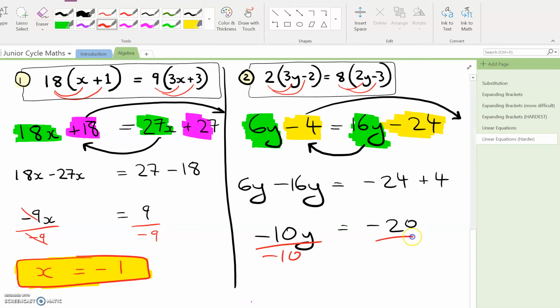Divide both sides by the number in front of the letter, so it's minus 10. That's what's in front of y, so I've got to divide both sides by minus 10. That'll cancel. And that gives me minus 10, isn't it? Nearly made a mistake there. So that's not going to be a minus. Minus 20 divided by minus 10 is 2.